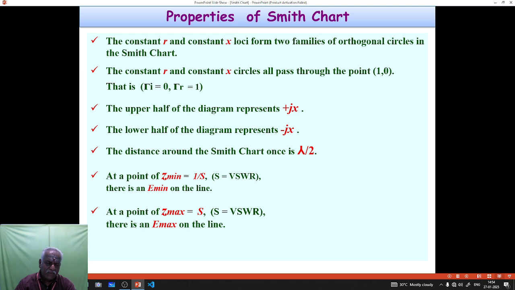At a point of Z minimum, it is equal to 1 by S. S is equal to VSWR. I told you already, there is E minimum on the line. And at a point of Z maximum, it is equal to S, where S is equal to VSWR. There is E maximum on the line. So this can be seen in the subsequent slide also.